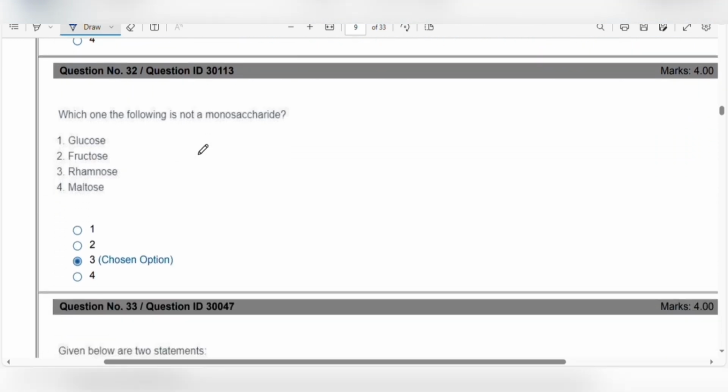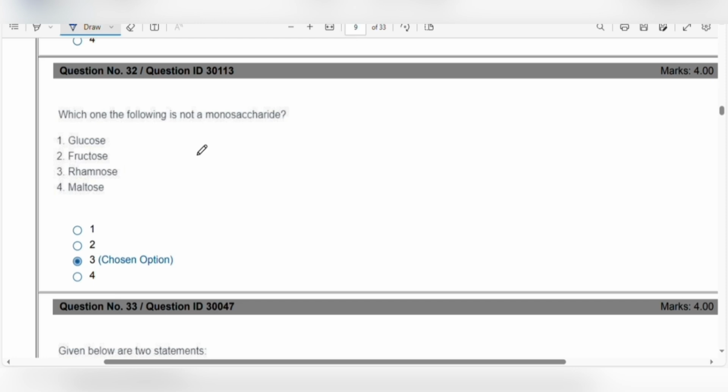Question number 32. Which one of the following is not a monosaccharide? This is a very easy question of biomolecules. I think everyone knows this probably. You have read biomolecules. You know biomolecules is one of the most important parts of the ICAR physical science curriculum.